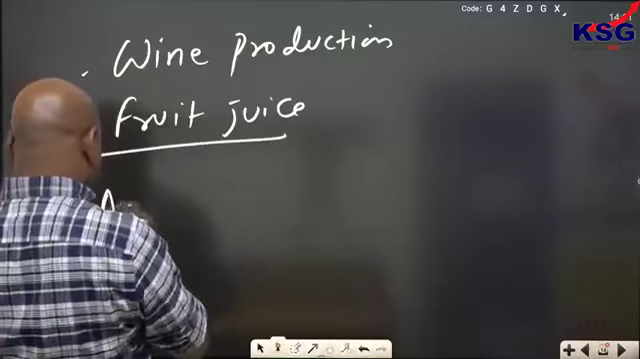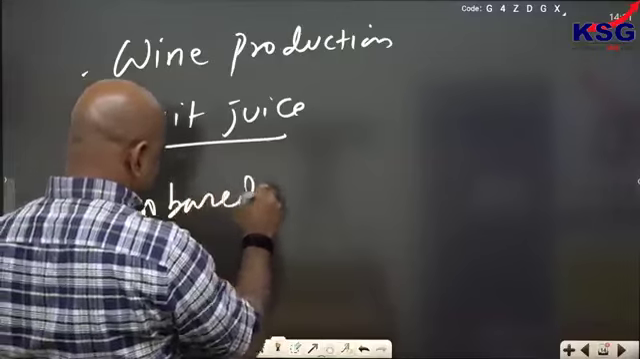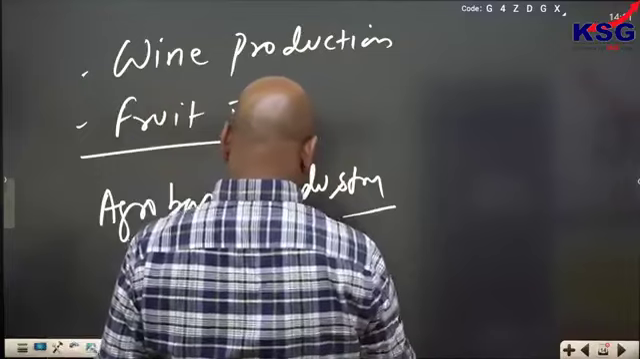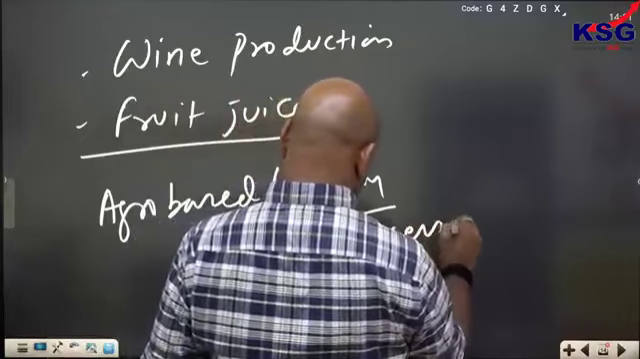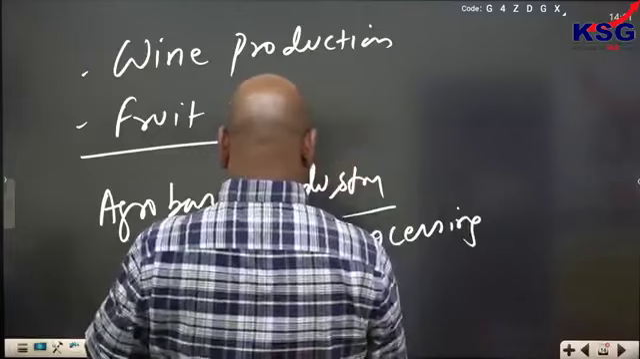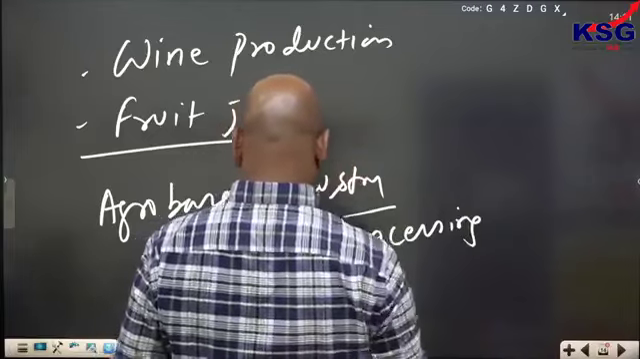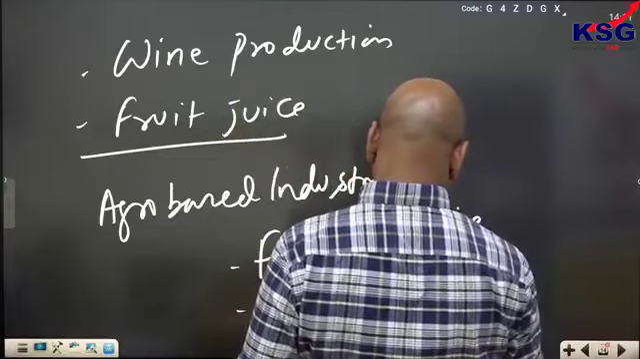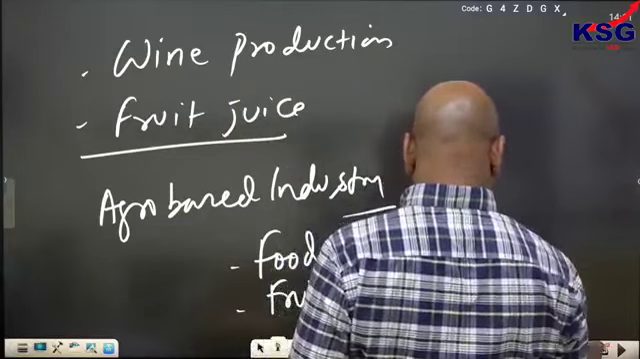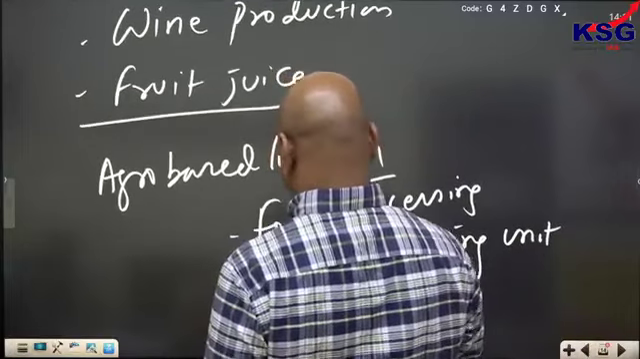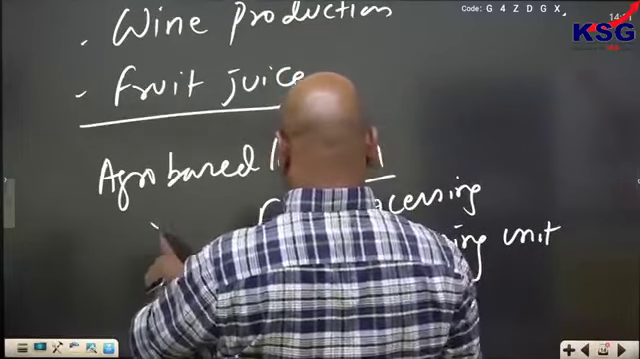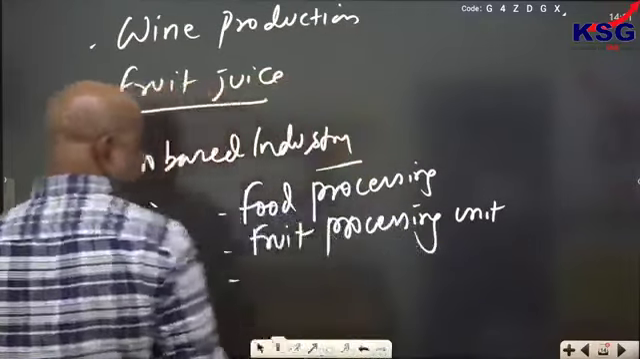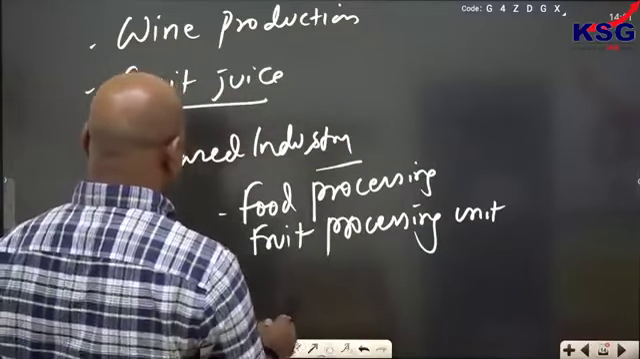So agro-based industry, food processing industry, food processing and fruit processing units you will get here. Then in these regions itself you have food and fruit processing, and also wine manufacturing, distillery units.